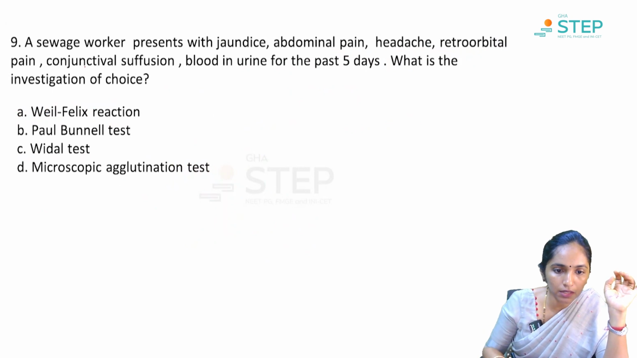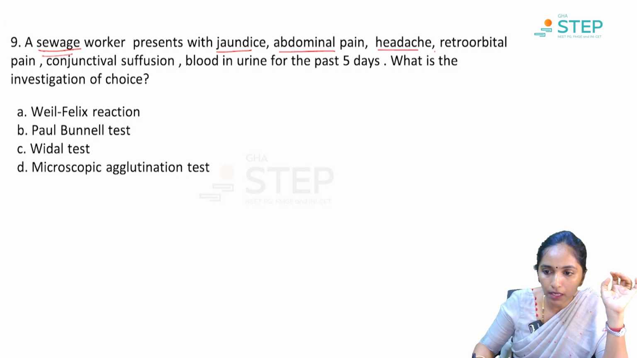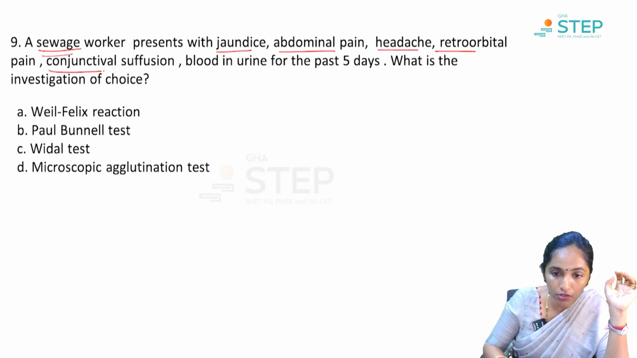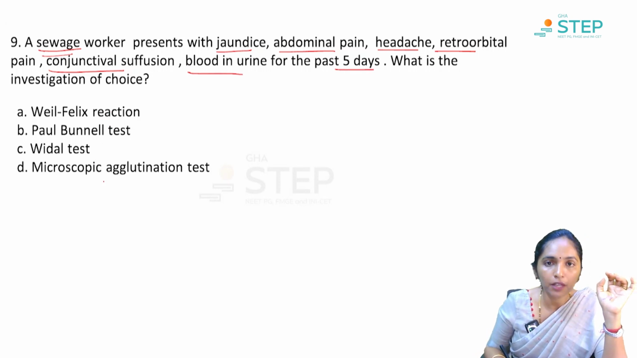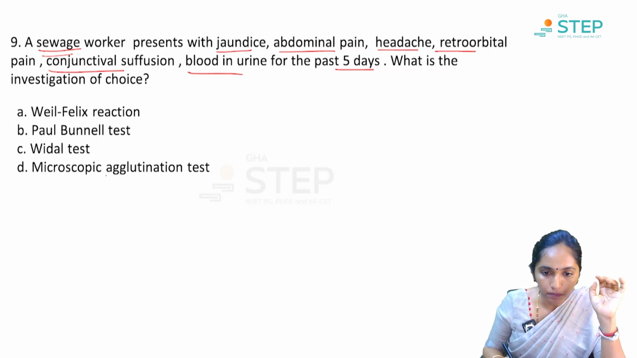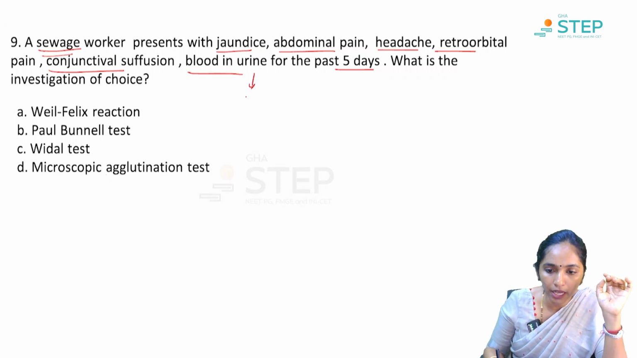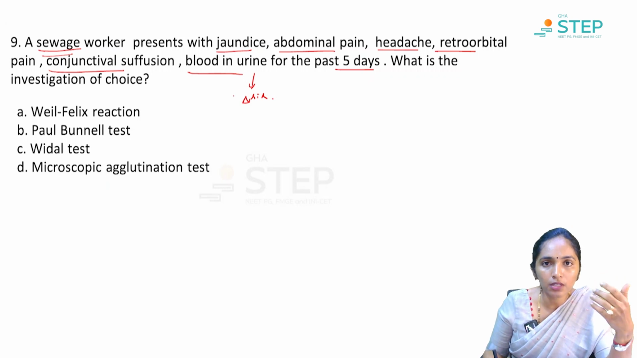So the next one, a sewage worker, this is also important for us, presents with jaundice, abdominal pain, headache, retro-orbital pain, conjunctival suffusion, and blood in urine for the past 5 days. What is the investigation of choice? Weil-Felix, Paul Bunnell, Vidal, and microscopic agglutination test. Okay, so first we should diagnose this. So we should know what this condition is, and then we can choose the test of choice.